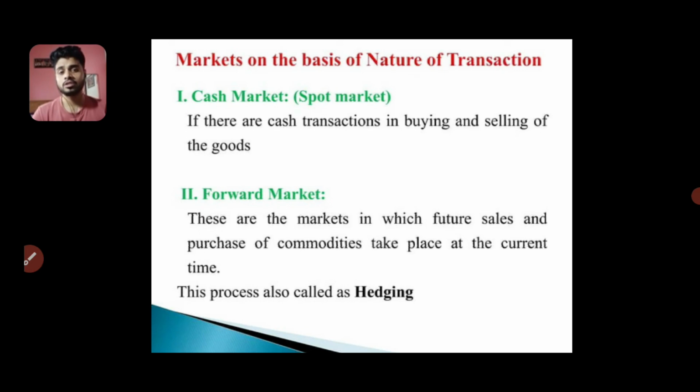So this is known as the spot market because the process of buying and selling is taking place there and then. And then we come to the next kind of market, which is forward market. Forward market basically defines the process of buying and selling which takes place in the future. Now how can we understand this?